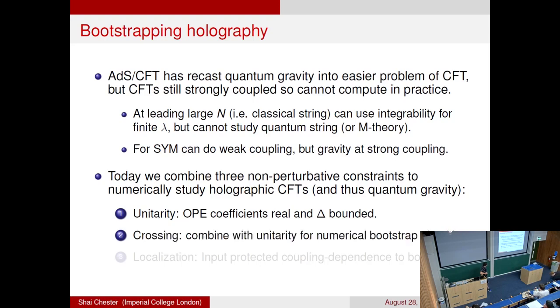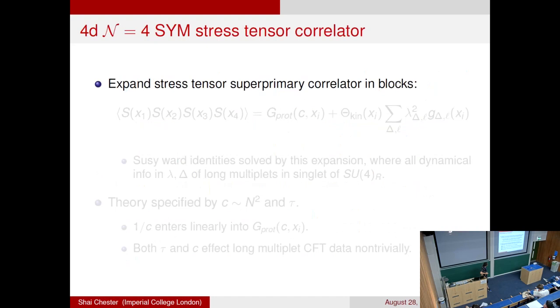We're going to use crossing symmetry, which we're going to combine with unitarity in order to do the standard numerical bootstrap algorithm. And then finally, we're going to use supersymmetric localization, which will allow us to input protected coupling-dependent quantities to the bootstrap, which is very important to actually isolate these theories.